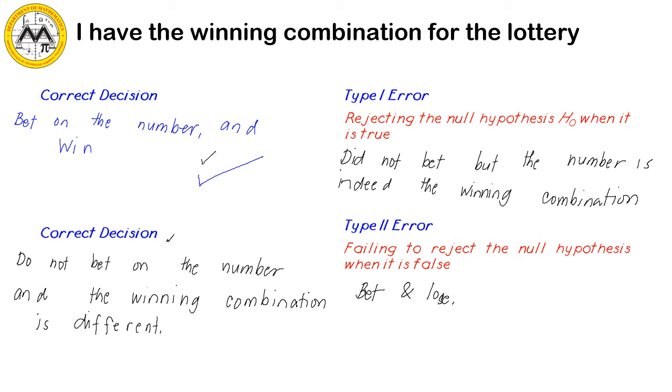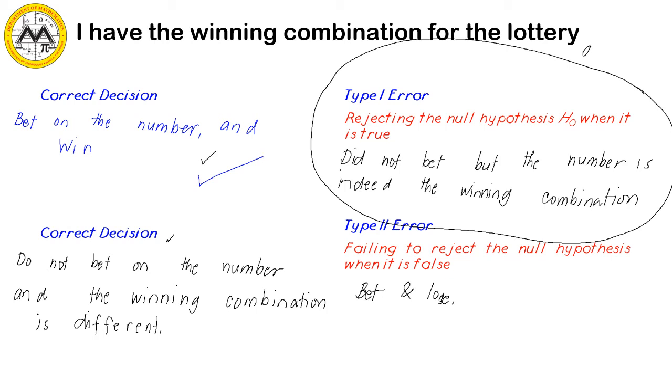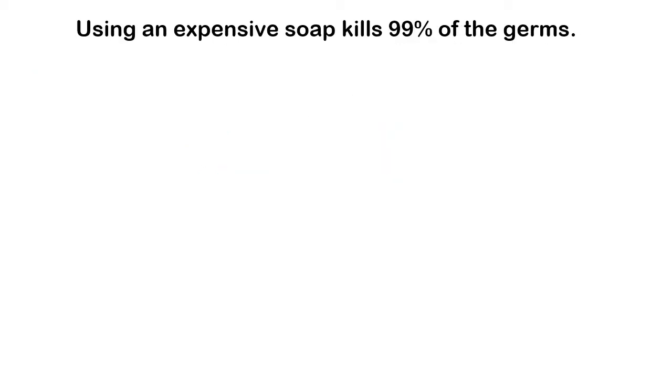Among the two types of error, we do not want this to happen. We do not want to commit type 1 error. This is quite unfortunate that you have the winning combination and you're not going to win. Type 2 error is a little bit acceptable. You bet and lose, so you lose your betting money. Let's try another one.